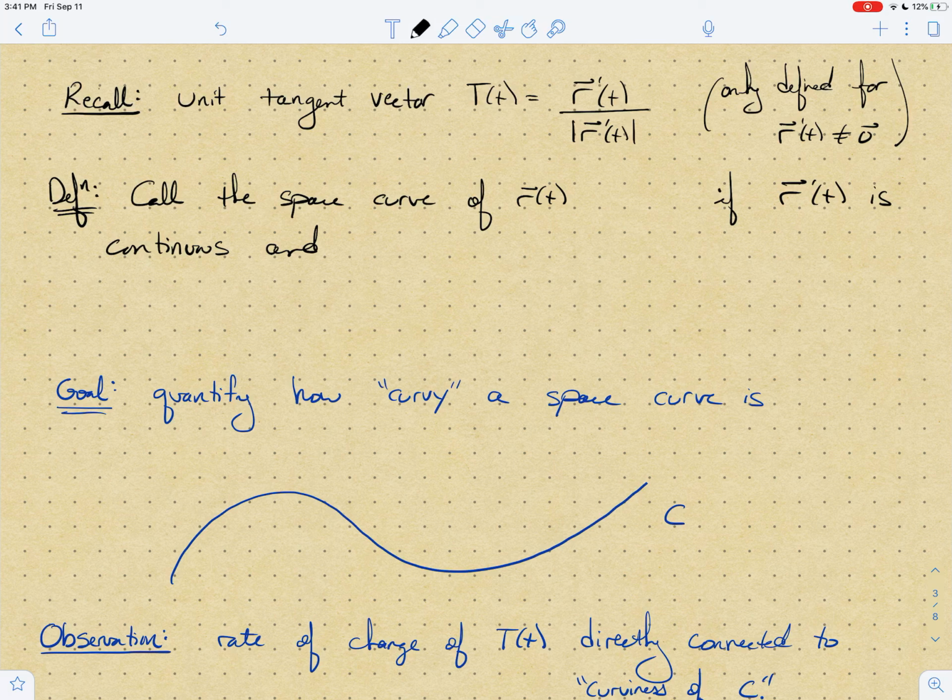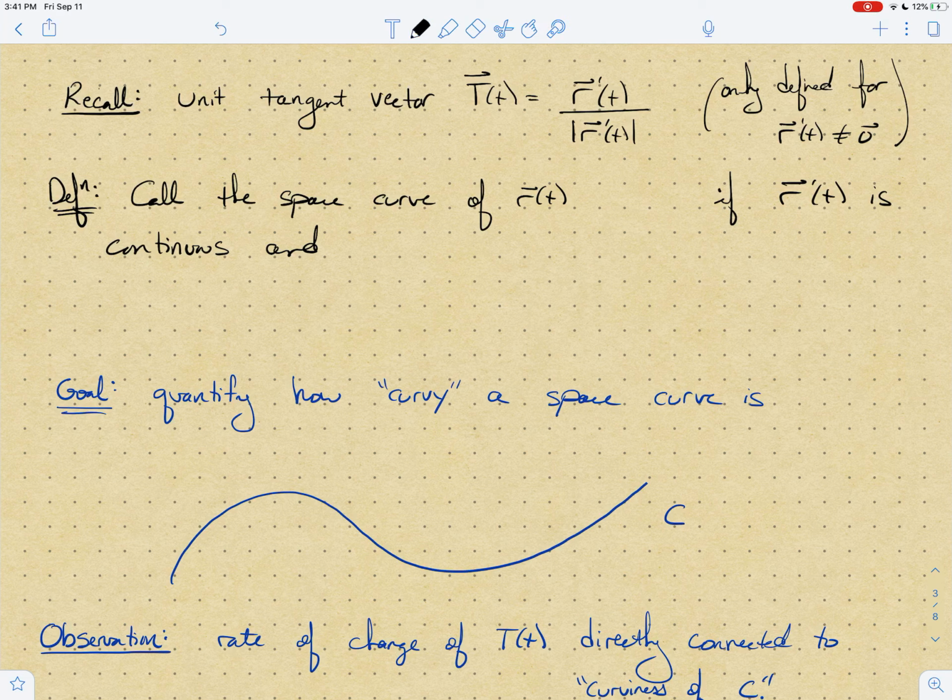All right, so I want to recall the unit tangent vector T, and that needs a hat on it, is r prime over the length of r prime. And I want to point out for you that this thing is only defined for when r prime of t is not the zero vector. When it's the zero vector, then r prime makes sense, but the unit tangent vector doesn't make sense because you can't divide by zero. So that leads us to a definition.